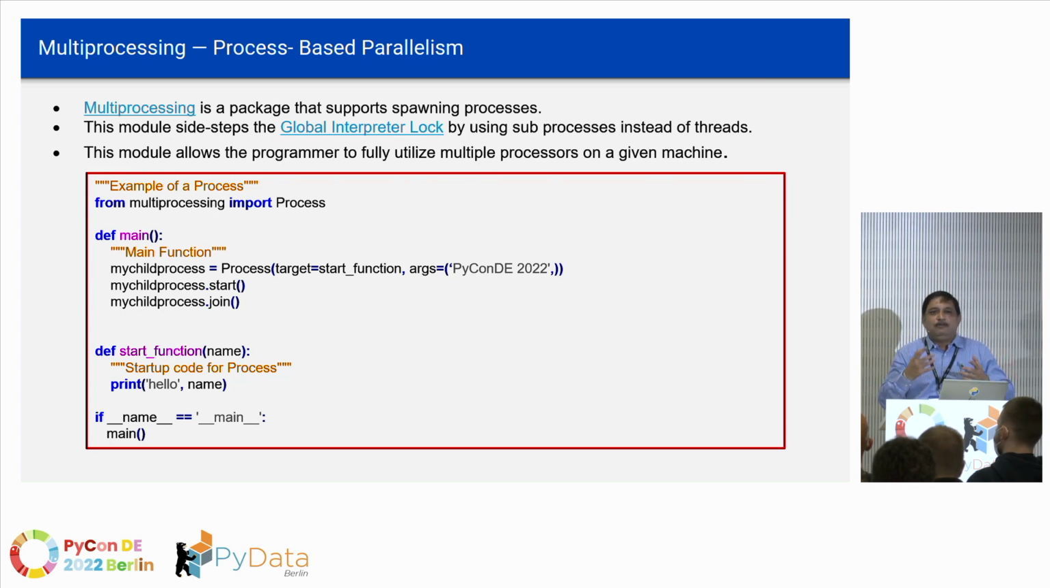After the starting of the process, the process will do something. In this particular case, it simply prints hello world, okay, hello PyConDE 2022. And in complex cases, it can do a lot of stuff. And then if I want to wait for the process's completion, then I can call the join function. Clear? So this is a very basic thing. Why this is required is that this is the very basic thing.